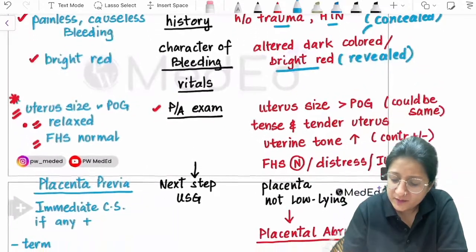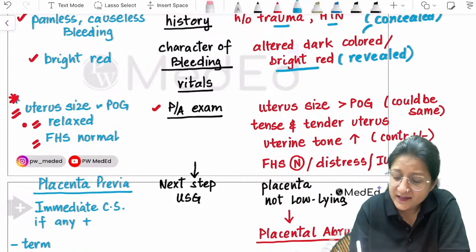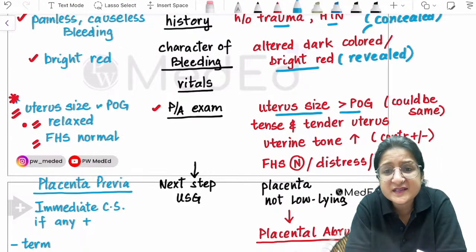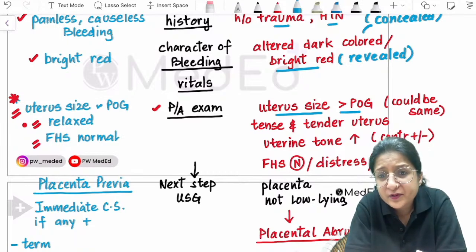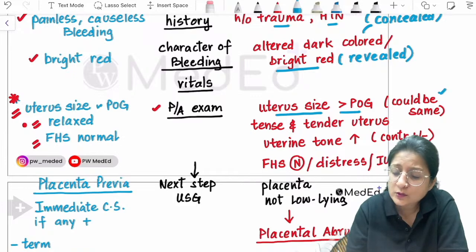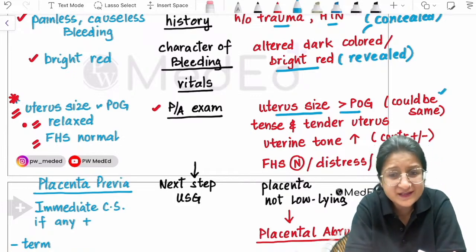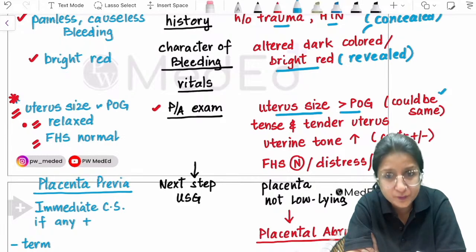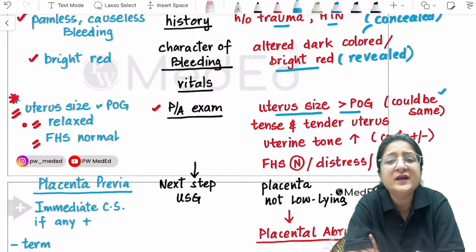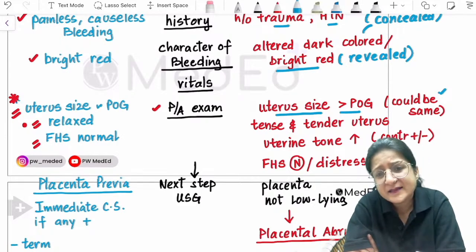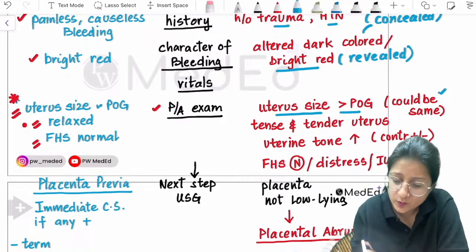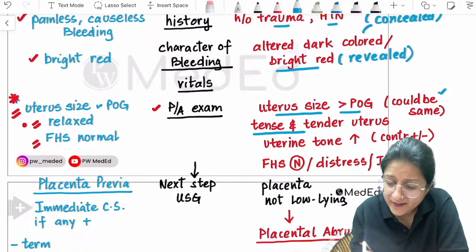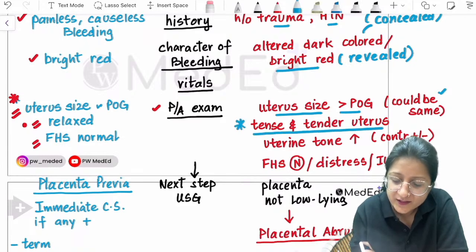Then look at the per abdomen finding. If the uterus size is more than the period of gestation, that would go more in favor of placental abruption because of concealed hemorrhage. The uterus size could be more than the period of gestation, but it could also be the same because of revealed abruption. If revealed abruption is there and no blood is collecting behind the placenta, then uterus size could be the same as the period of gestation as well. The important finding will be tense and tender uterus. This will clinch your diagnosis.